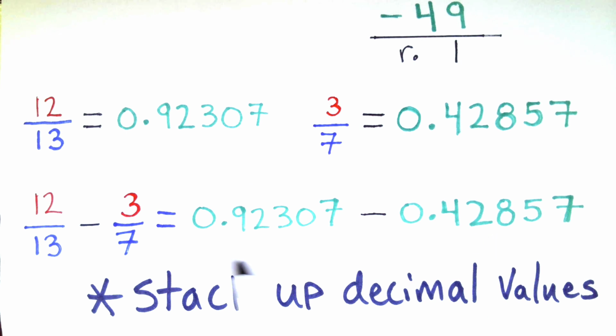So when we're going to stack these values up, remember we've got to line up the decimals and then we subtract. So the 12/13 decimal equivalency will be on top, and the 3/7 decimal equivalency will be on the bottom. Hey, let's stack up those decimal values. Let's check that out now.